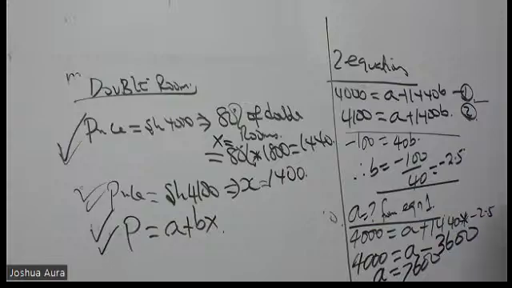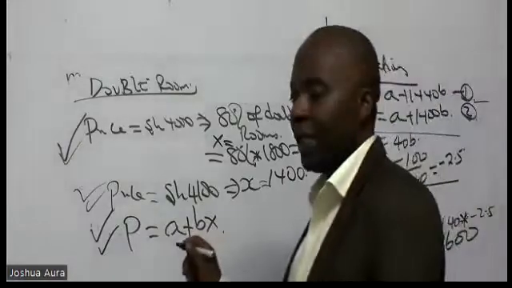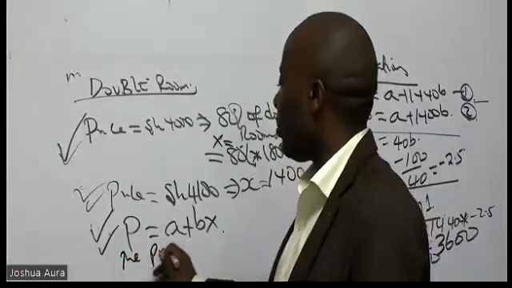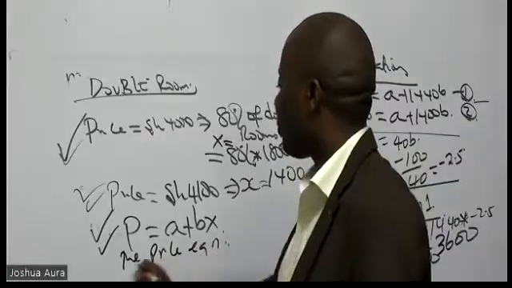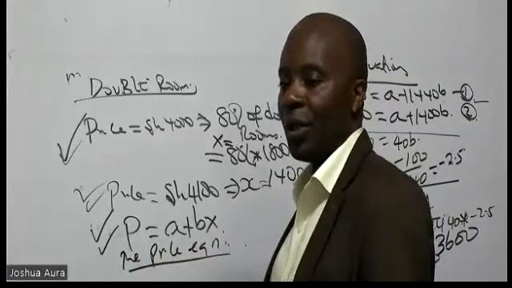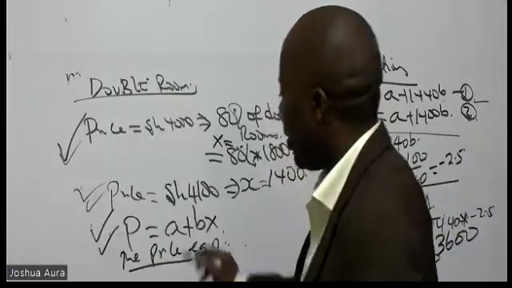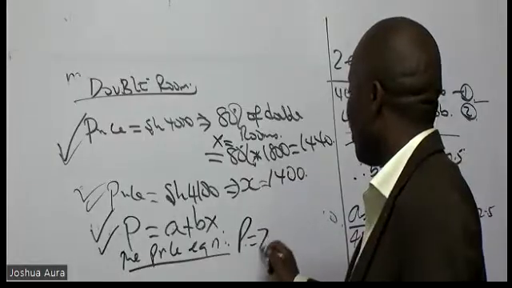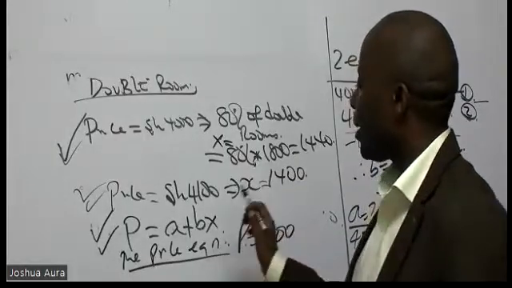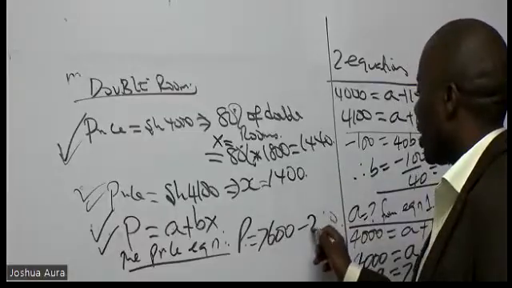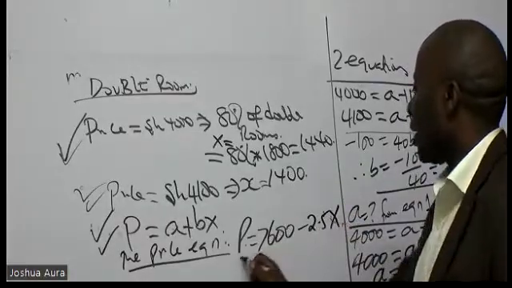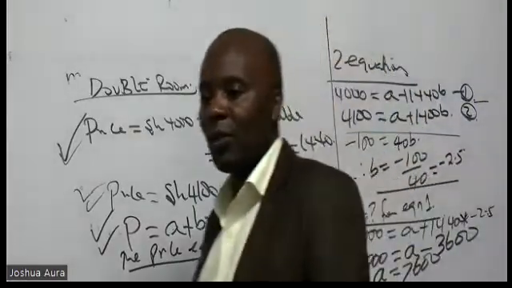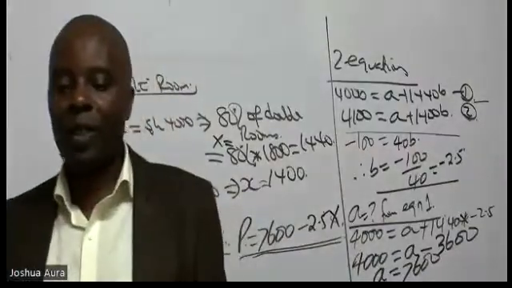So then my work tonight will be to come here and write the price equation now comfortably. The price equation: we already have A, we have B. So price equals A, you guys have given me a figure of 7,600, plus B. B itself is negative, so negative 2.5 what here? X. That is the price function.